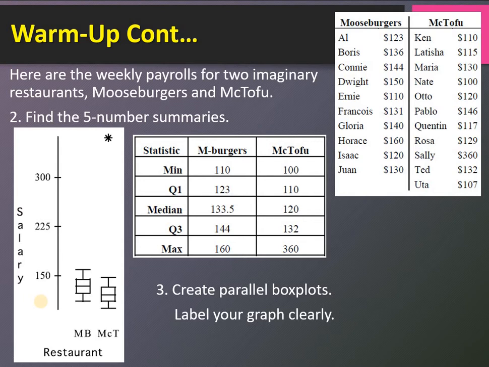I do not write stuff out. But you want to make sure that when you abbreviate, you can tell where it comes from. Like MB, obviously Moose Burgers, McT, McTofu. If you're going to say A and B or 1 and 2, you have to somehow identify which group is which. And then we have our labels for restaurant.